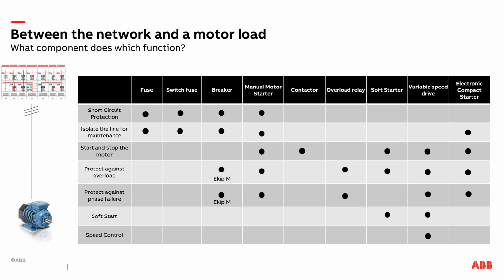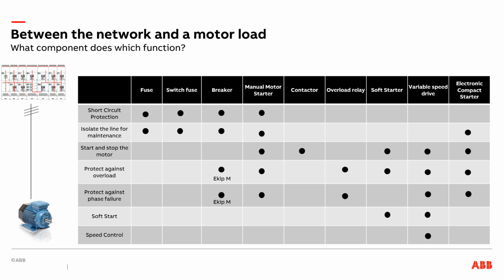On the top you can see all the products or components, and on the left you have the protections, what those products do. So a fuse can protect against short circuit and isolate the line. Switch fuse can do the same. Breakers can protect the motor from short circuit, can isolate the line as well. It can also protect against overload. We have a special version in our XT and T-Max range with eKeep M for the protection. You can also have a protection against phase failure.